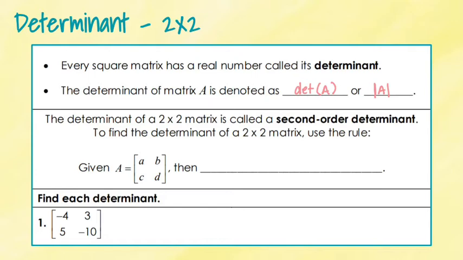All right, the determinant of a 2 by 2 matrix is called a second order determinant. To find the determinant of a 2 by 2 matrix, you use the rule. Given A equals [A, B, C, D], then the determinant of A equals AD minus CB.